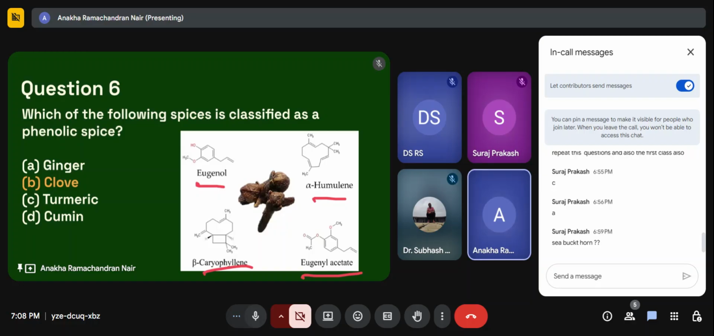Turmeric is a colored spice because of its characteristic yellow color that it gives to anything that it contains, right? Cumin is an aromatic spice. It's something that you use for aroma, right? In food especially. And ginger is a pungent spice, right? So let's move on to the next question.